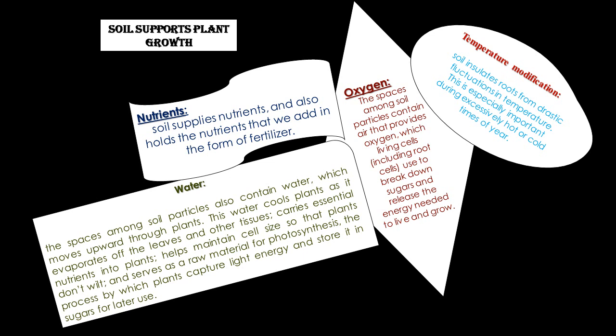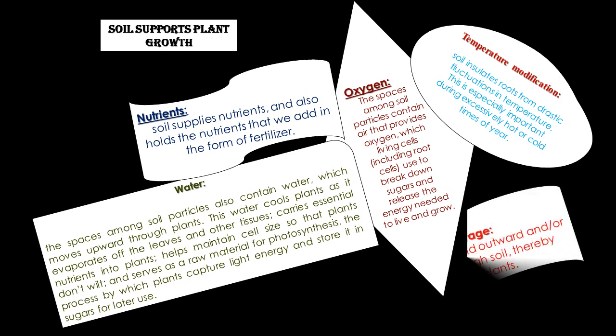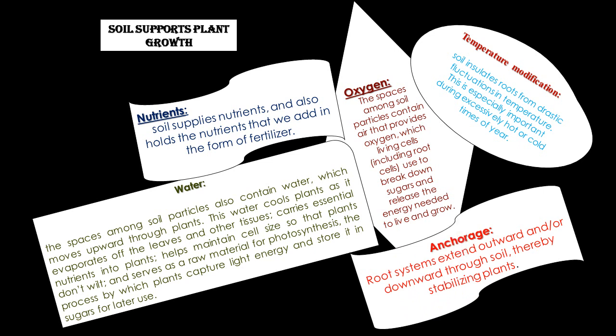Temperature modification. Soil insulates roots from drastic fluctuations in temperature, and this is especially important during excessively hot or cold times of year. And inertia. Root systems extend outwards and or downwards through the soil and thereby stabilize plants.